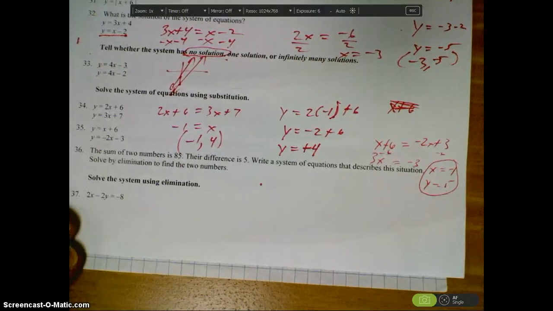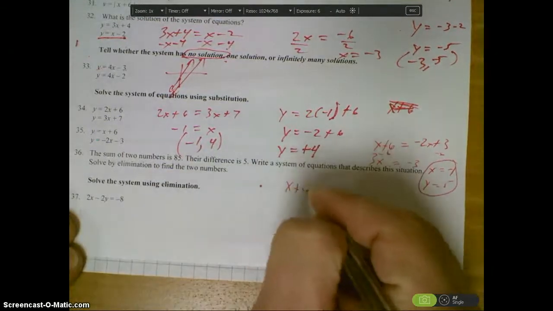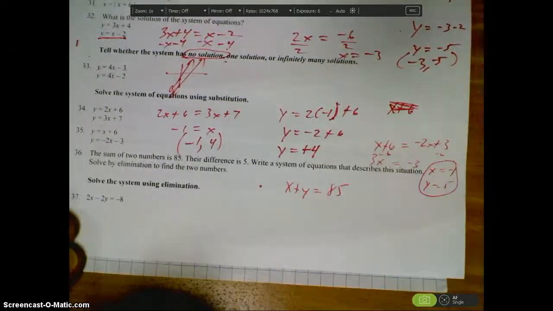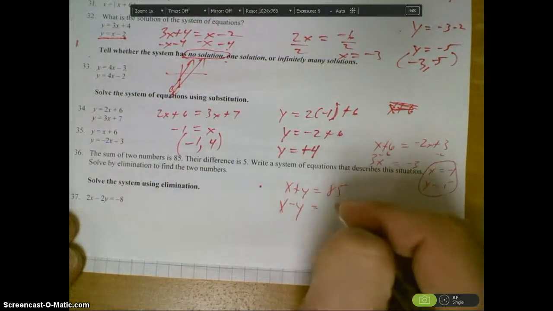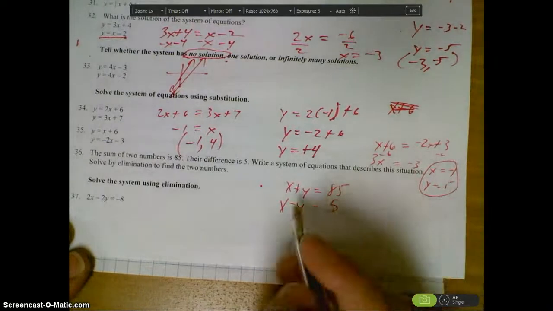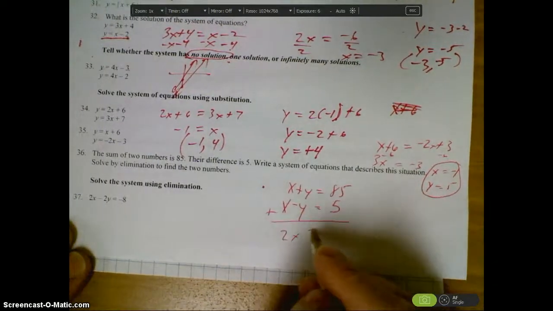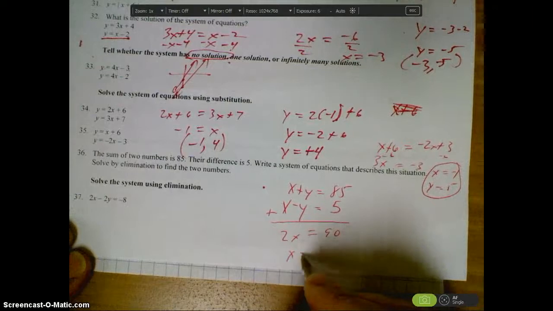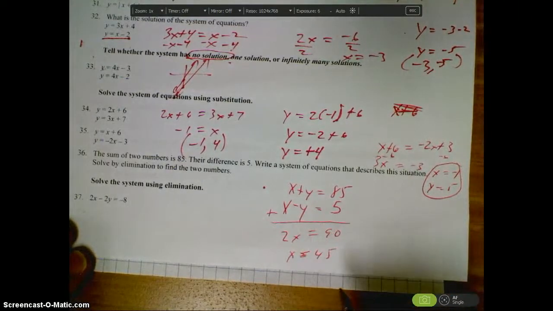All right, 36. We just did one of these warm-ups today. The sum of two numbers is 85. That's x plus y equals 85. And their difference, x minus y, is 5. Okay, this is a system of equations. If I add the two together, I get 2x equals 90. Therefore, x equals 45.